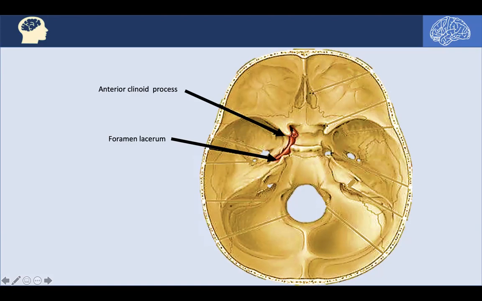And then as it passes superiorly and medially, it passes adjacent and medial to this bony process. This is the anterior clinoid process. So after passing medial to it and superior to it, it will be termed the supraclinoid segment, which is the C4 segment of the ICA.